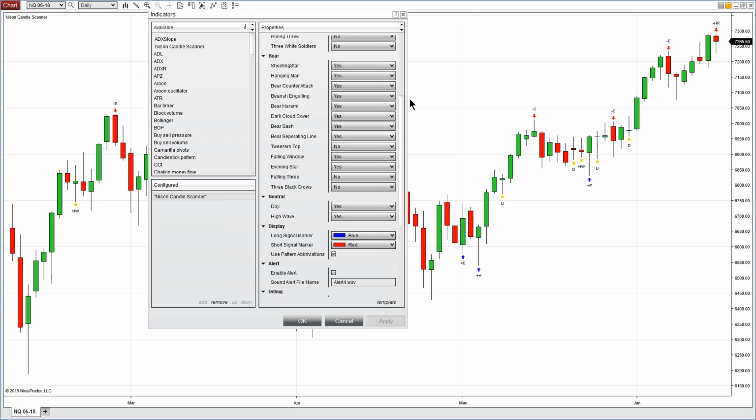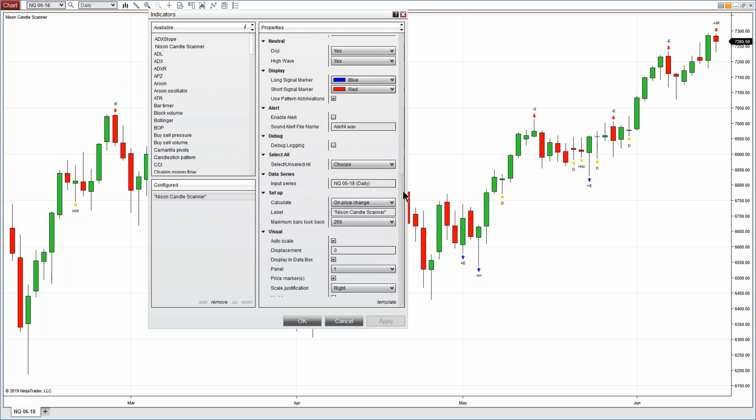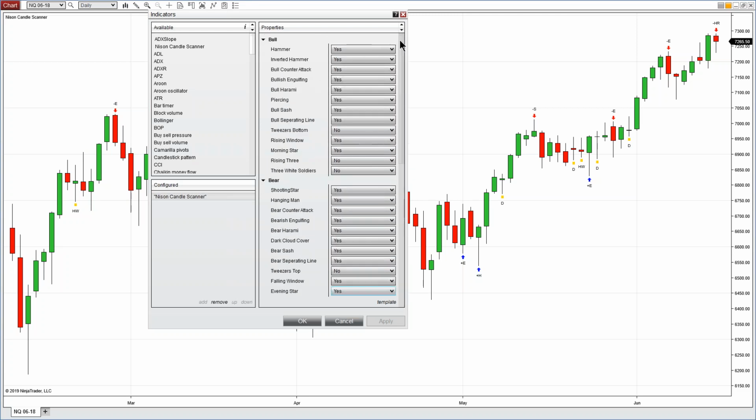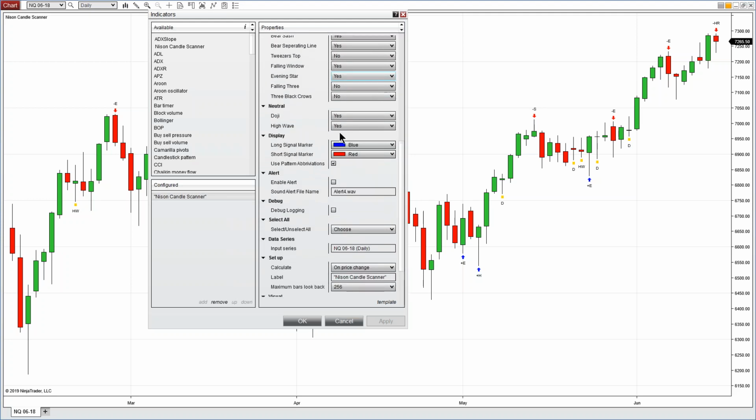So that's that portion. Essentially, you can choose what candlesticks you want and what format you want it to be in. As I said earlier, it can also be abbreviated or not. So all your candle patterns are here listed bullish to bearish, and then including neutral. You've got doji and high wave.